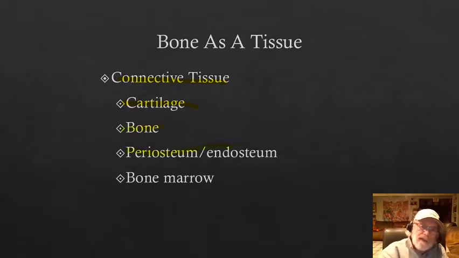Bone is a connective tissue, we talked about before. The periosteum and the endosteum contain the osteoprogenitor cells that have the ability to make bone. And basically they are connective tissue as well, so they are part of what we're talking about here, bone as a connective tissue. And the bone marrow.